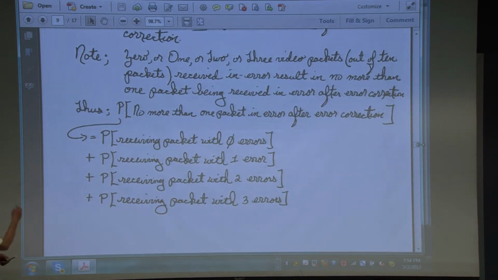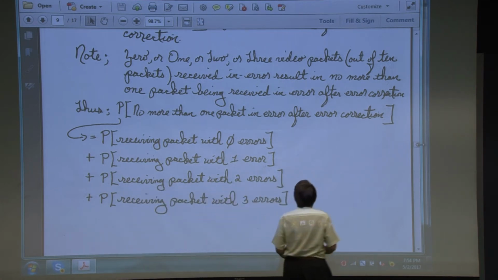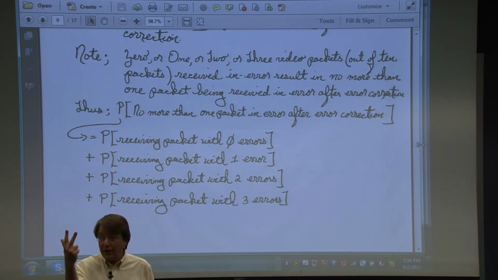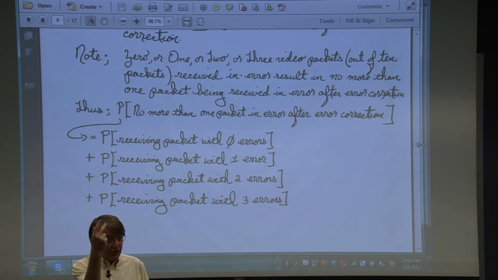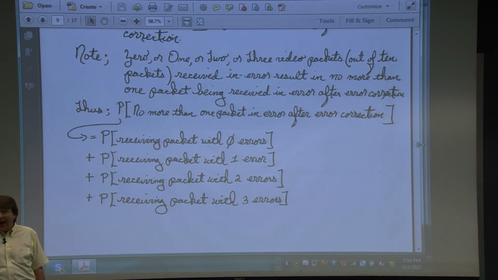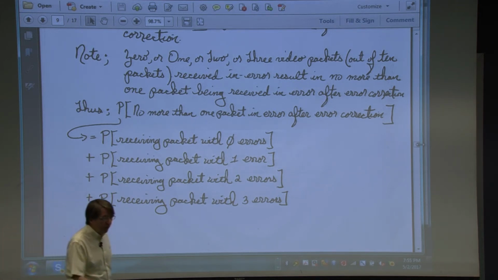So that means, reading again, the probability of no more than 1 packet in error, no more than 1 means 1 and 0. Now, how do I get 0 packet errors? If I received 0 packets in error, or 1 out of the 10 in error, or 2 out of the 10 in error, those 3 events count as 0 packet errors. And I want to know the probability of no more than 1 packet in error. Well, 1 packet in error would then be receiving 3 errors. 0, 1, 2. This is the hardest part of the problem. The rest is just plugging in.